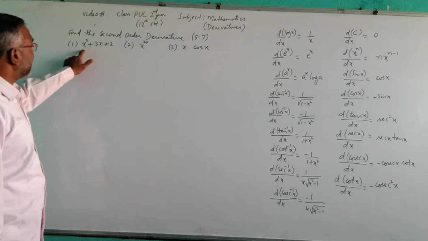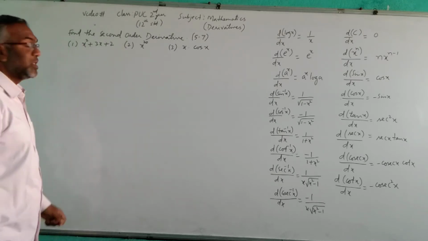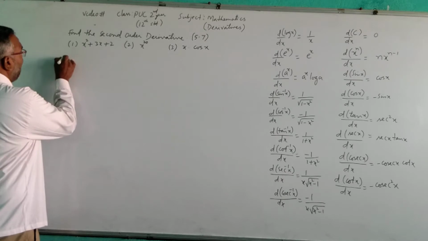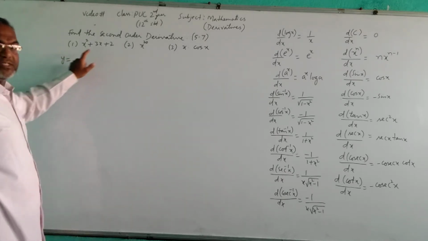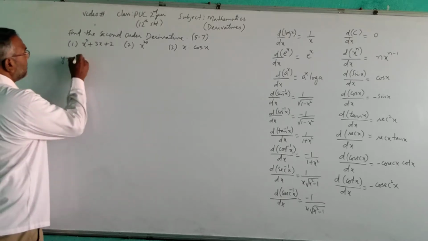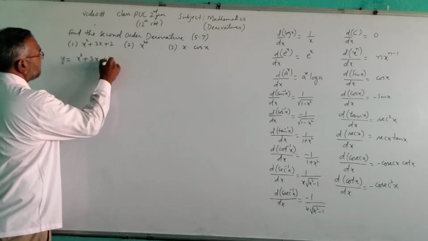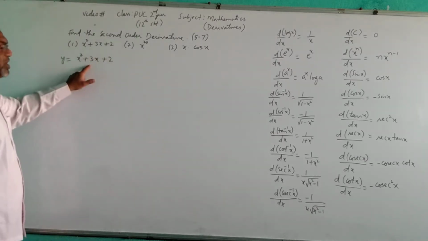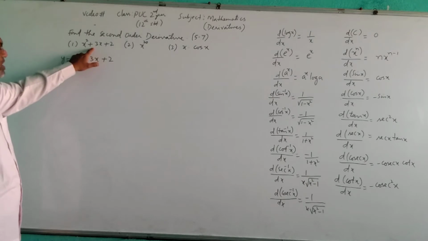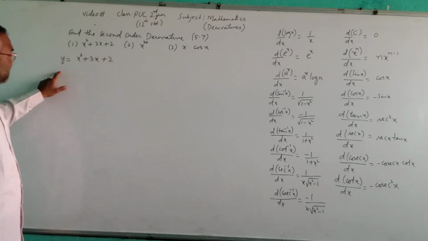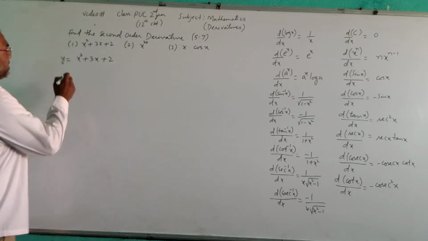Now question number 1 is x square plus 3x plus 2. We have to find the second order derivative of this. Whatever function is given, write that function as y is equal to, or you can also write f of x, is equal to x square plus 3x plus 2. This is the given function. I have taken y. You can write it as f of x also, right? Okay, now differentiate with respect to x.